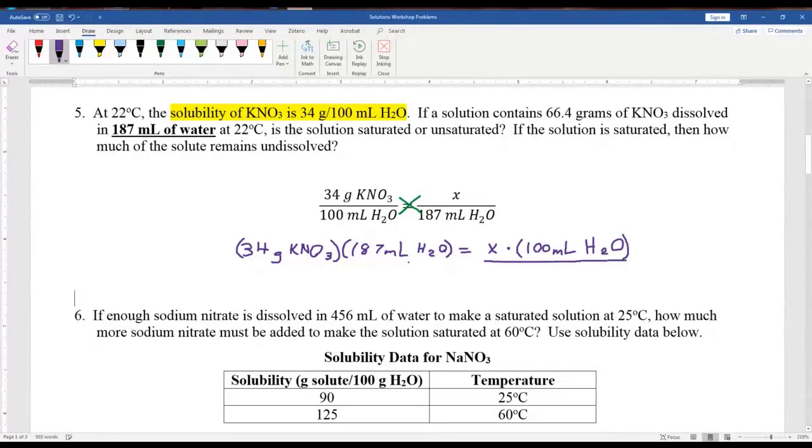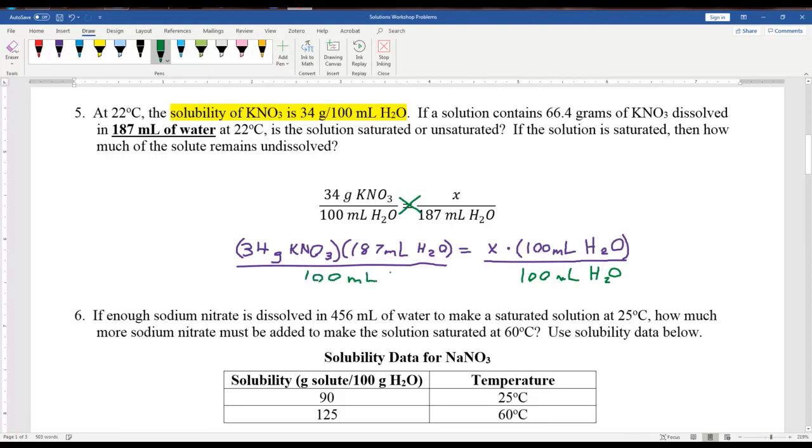So if I want to solve for x, I have to divide both sides by 100 milliliters. Yeah, exactly. So I divide both sides by 100, and x equals 63.58 milliliters. Very good. I'm going to go ahead and write this down.